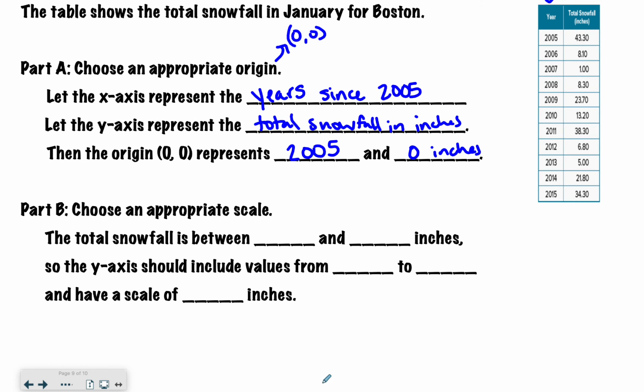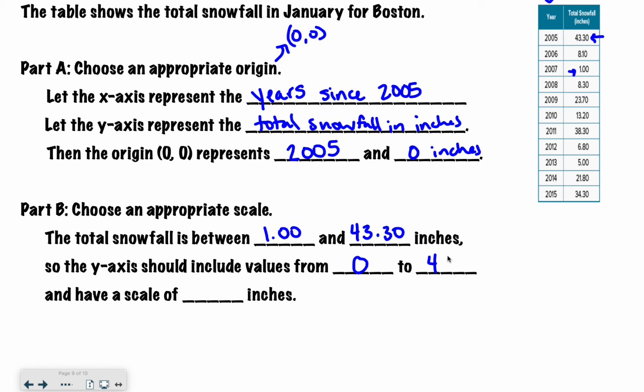So now let's talk about choosing an appropriate scale. The total snowfall is between how many inches? So the smallest number we have, I see a 1 right here. The smallest number is 1 inch, and the highest number, we have 43, and nothing else is higher than that 43.3 inches. So that means that our y-axis should include variables from 0, right? Because we already talked, we have a 0, all the way up to 43.3, which would be very precise, but kind of annoying to graph.